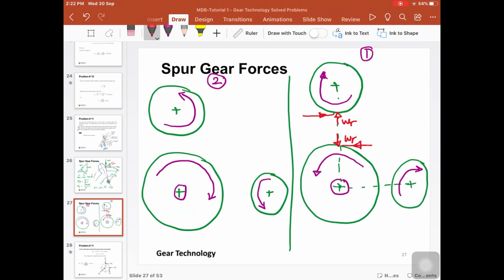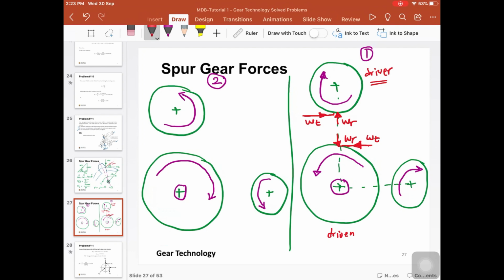For both Wt and Wr, we use Newton's third law, because these two Wr forces are equal and opposite, and the Wt forces here are equal and opposite as well. The idea is that if we consider this is the driver and this is the driven, then the Wt on the driver is opposite to its direction of rotation. That's why Wt goes in this direction, and on the driven it goes in the same direction as its rotation. So that's why it goes in this direction.